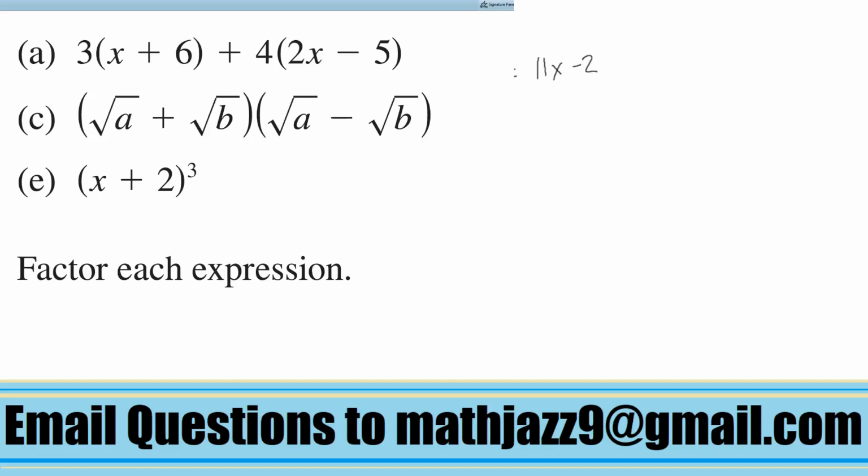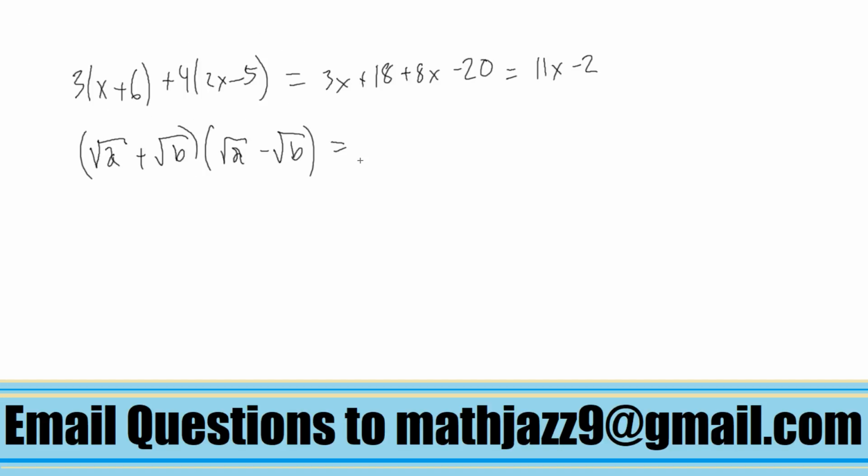Oh, this one here looks a lot like rationalizing an expression. It's not exactly that, but it looks a lot like it. This is called multiplying by the conjugate. Our expression is square root a plus square root b times the quantity square root a minus square root b.